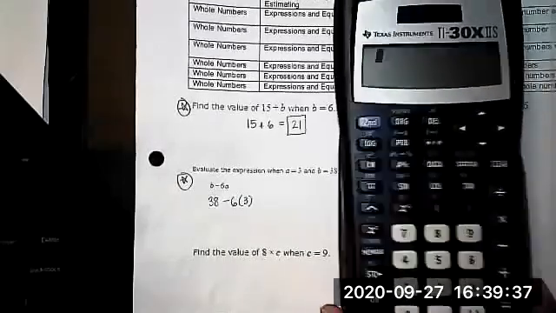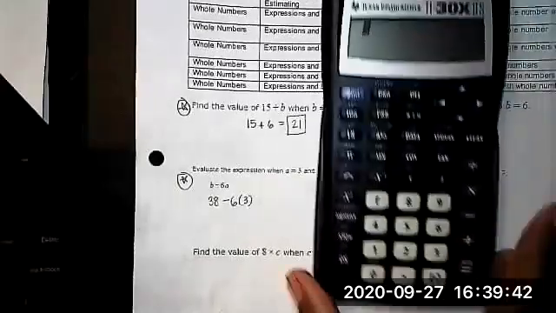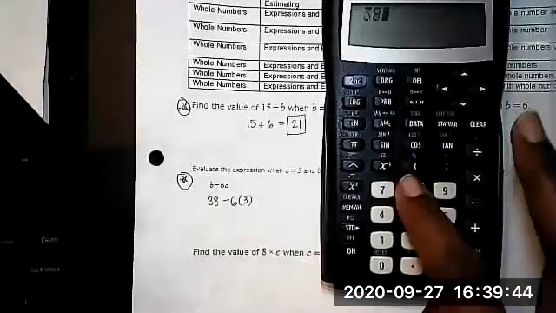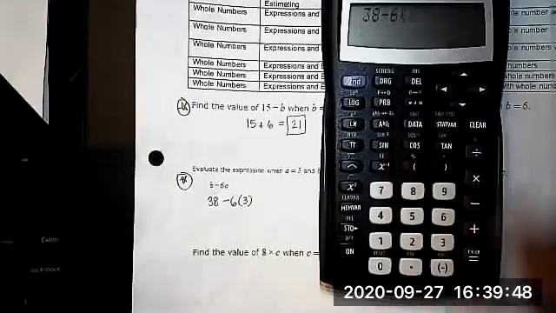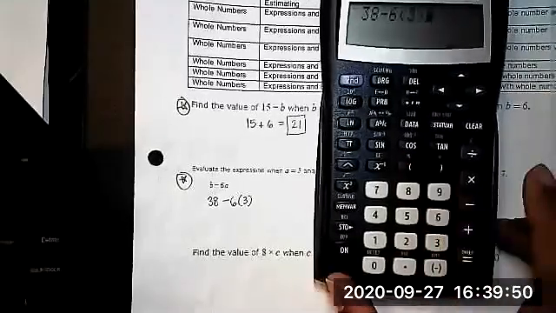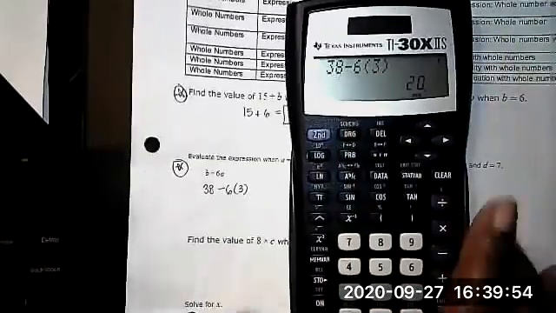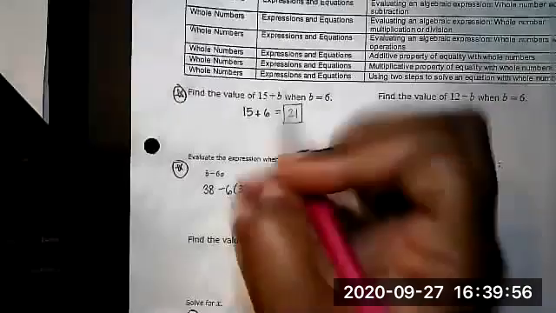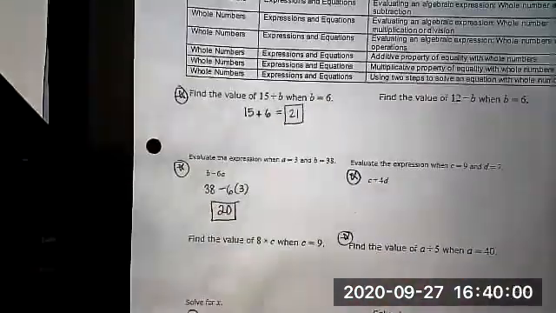You can use it all the way up to pre-calculus, okay? So I'm just going to go ahead and throw that in my calculator, 38 minus 6, and then I'm going to put the parentheses, and then the other parentheses, and push enter. And it looks just like this. And my answer is 20. Okay. So 20 is my answer there for that problem.